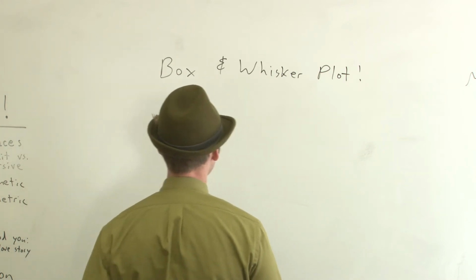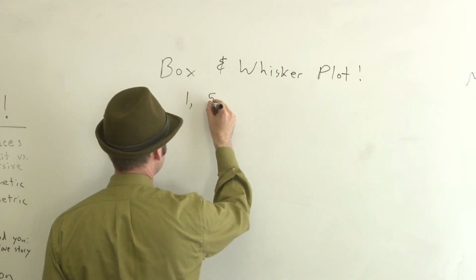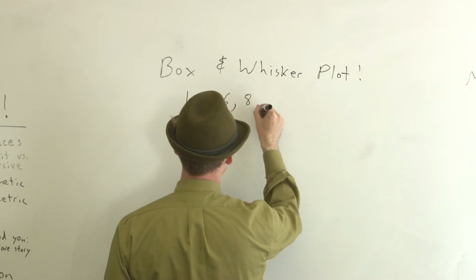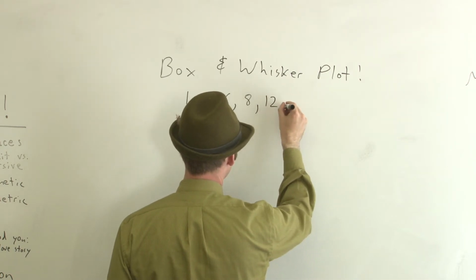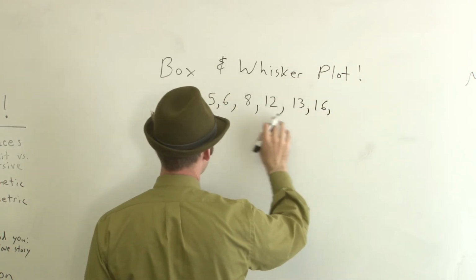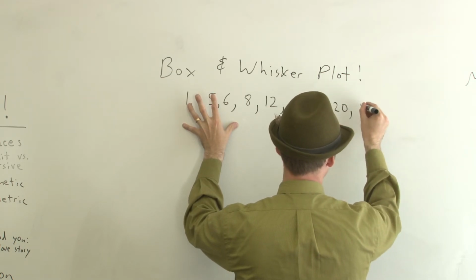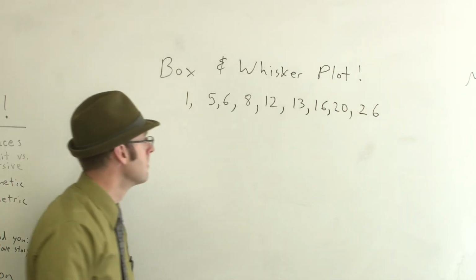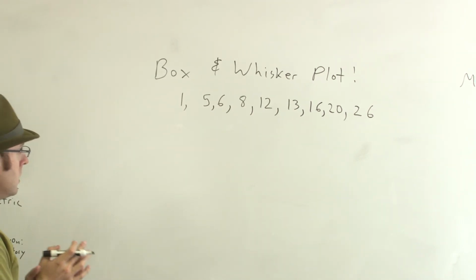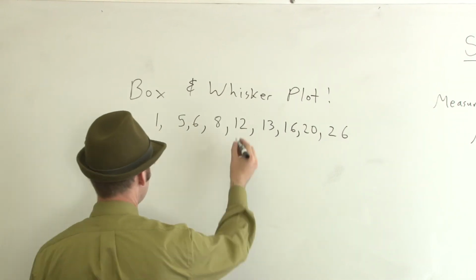So let's say I've got this set of data. 1, 5, 6, 8, 12, 13, 16. 26. Okay, so there's my set of data. So what I'm going to do is first find the median. There he is.